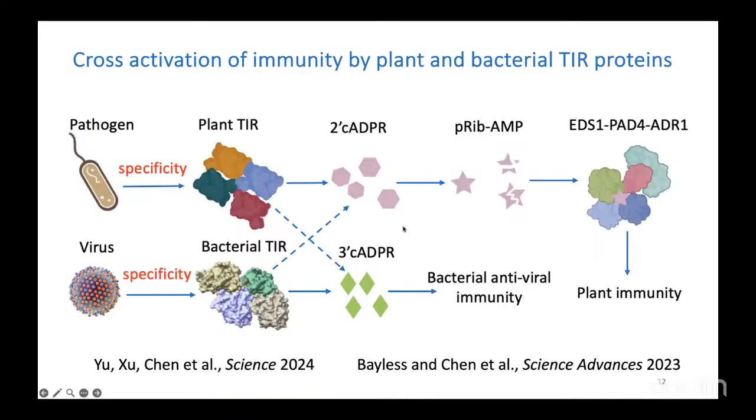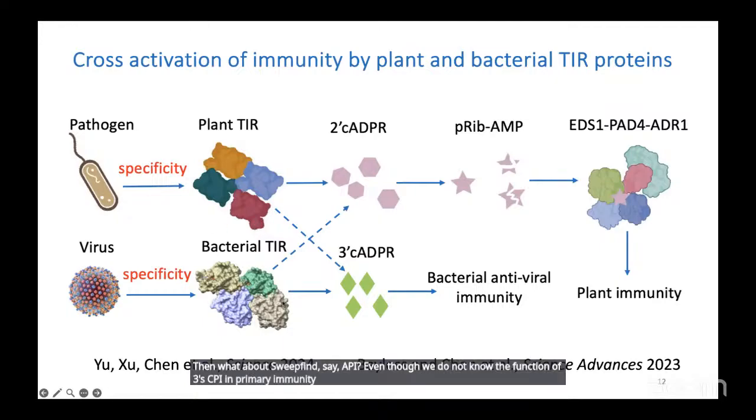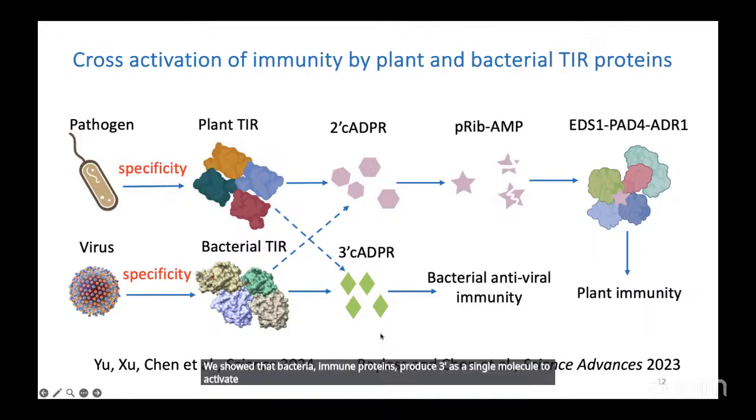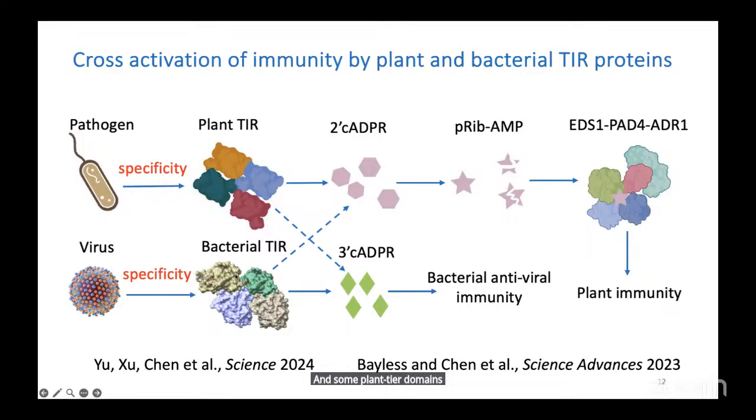Then what about 3' cADPR? Even though we do not know the function of 3' cADPR in plant immunity, in this collaborative study with Magnus Alioto's lab, we show that bacterial immune proteins produce 3' cADPR as a single molecule to activate antiviral immunity, and some plant TIR domains produce 3' cADPR as a minor product and so can cross-activate bacterial immunity.